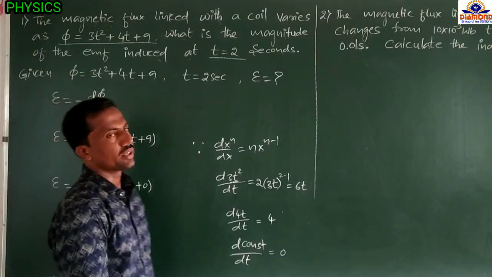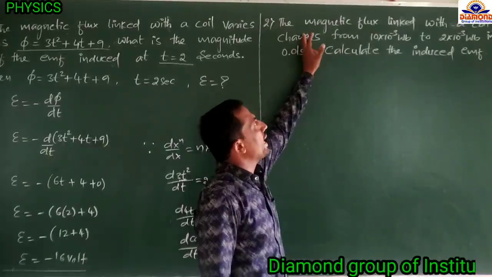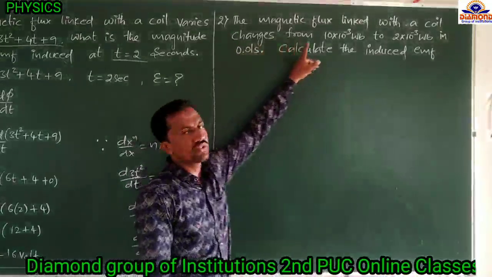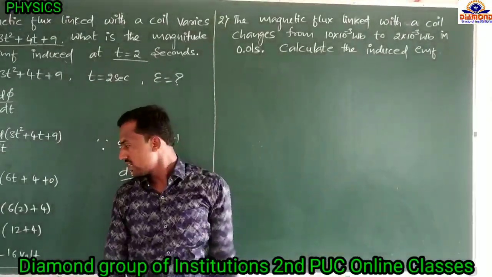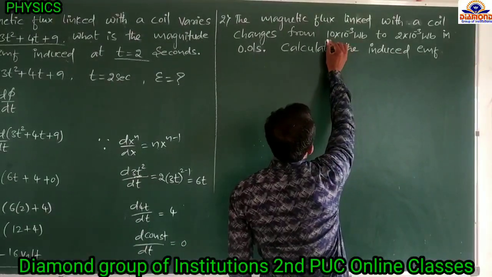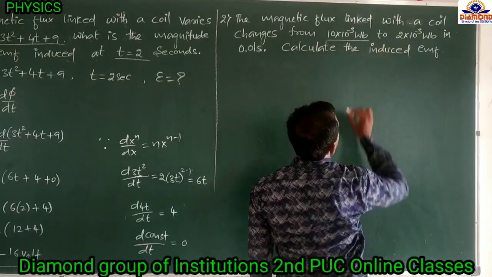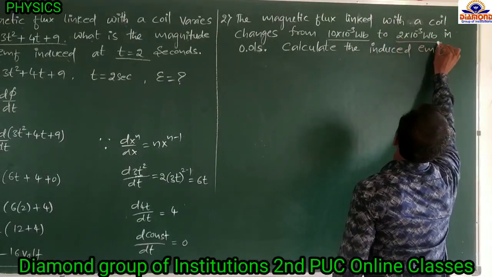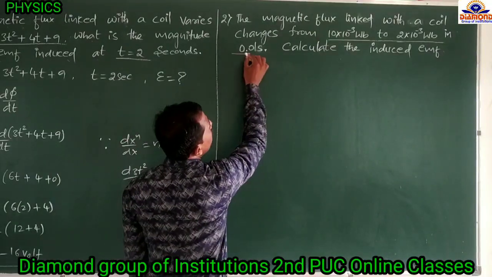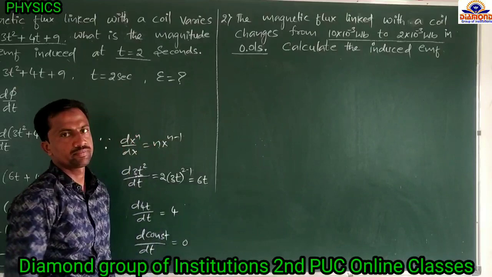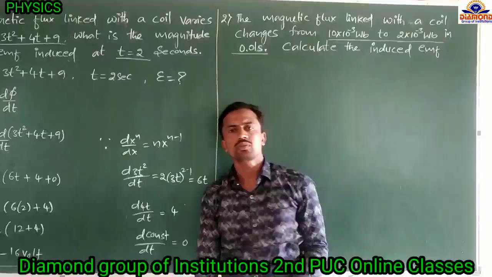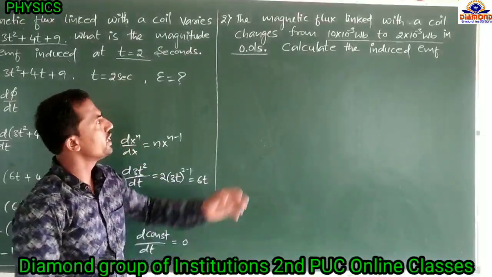Okay, then the second one. The magnetic flux linked with a coil changes from 10 into 10 to the power of minus 3 to 2 into 10 to the power of minus 3 Weber in 0.01 second. Calculate the induced EMF. We are calculating the induced EMF value in the given problem.